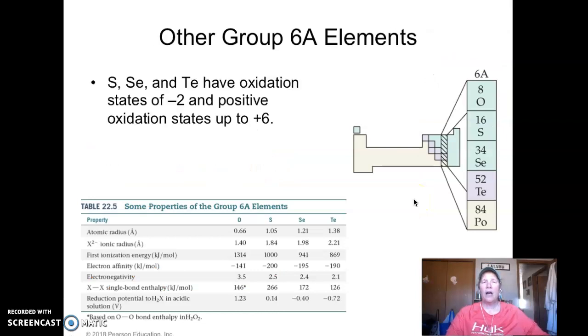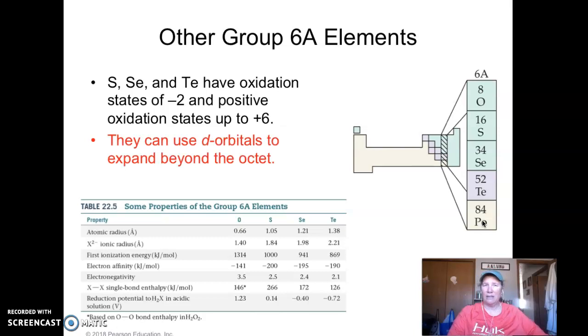Okay. Other group 6 elements, we talked about oxygen. We have sulfur, selenium, tellurium, and polonium. Okay. They have an oxidation of -2, but they can change. They can go to +4, +6. It just depends on their d orbitals, the orbitals that are right before that in the transition, can expand. So they cause the electrons to kind of jump around.